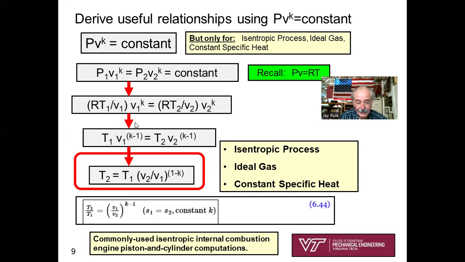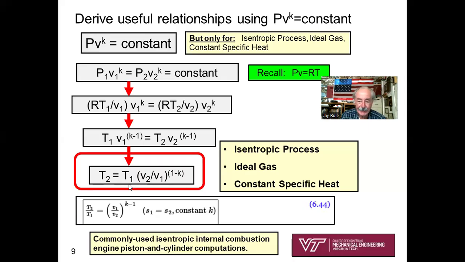So I've got T1, v1 to the K minus 1. I've divided both sides by R. Okay. And so then I've got T2, v2 to the K minus 1. All right, cool. I'm driving for T2. So I see I've got my T2. I'll move it over to the left, but it's going to be T1. And then on my T1 side, I'm going to have v1 over v2 to the K minus 1.